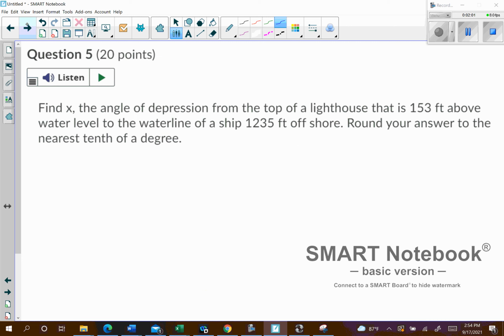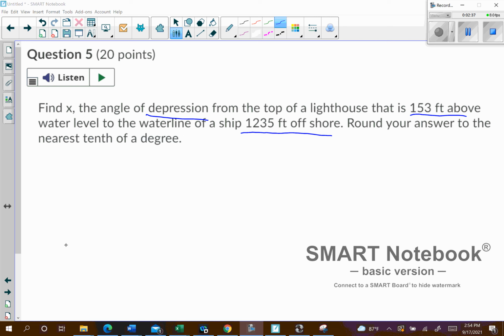All right, let's look at the next one. So it says find x, the angle of depression from the top of a lighthouse that is 153 feet above the water level to the water line of a ship that is 1,235 feet offshore. Round your answer to the nearest tenth of a degree. Okay, so it's a similar question, but it is a little tricky here.